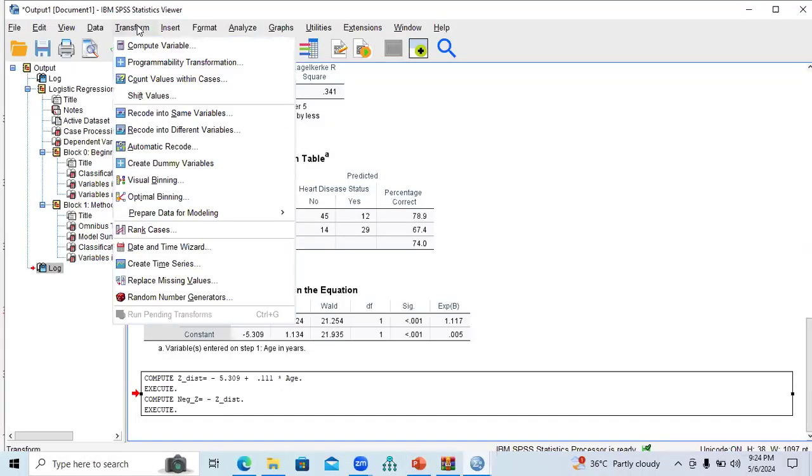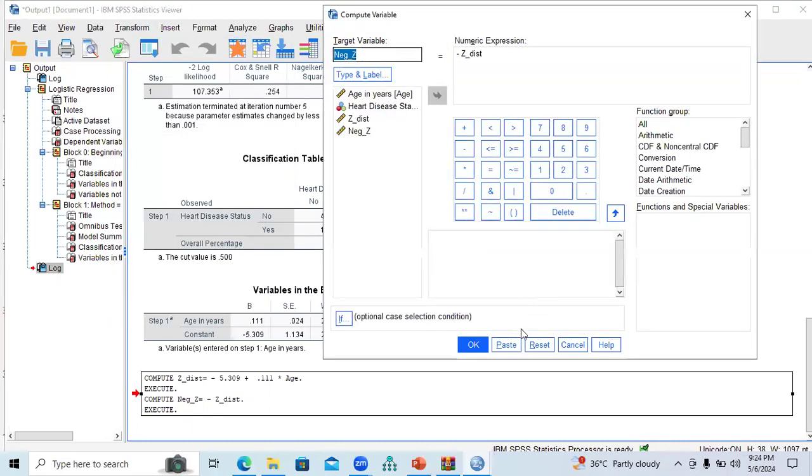Go to Transform, Compute Variable, Reset. Then you need to write here exponent Z. Here you need to write exp within brackets negative Z. Double click negative Z and close the bracket. Now this is the particular formula to create the exponent of your Z distribution.